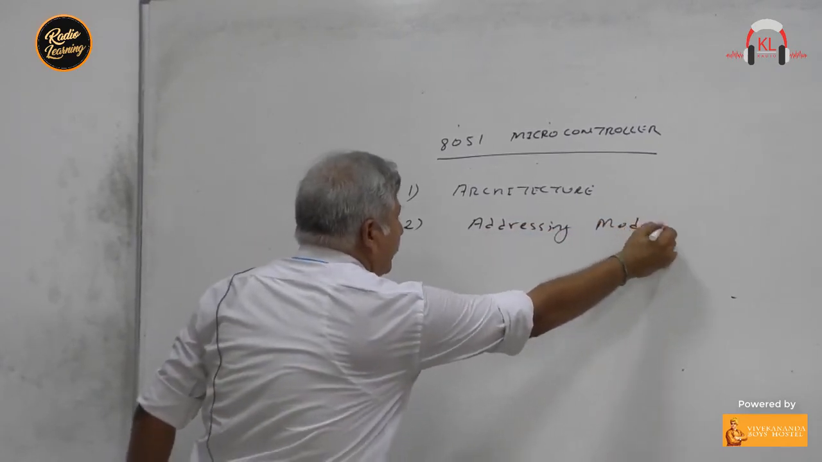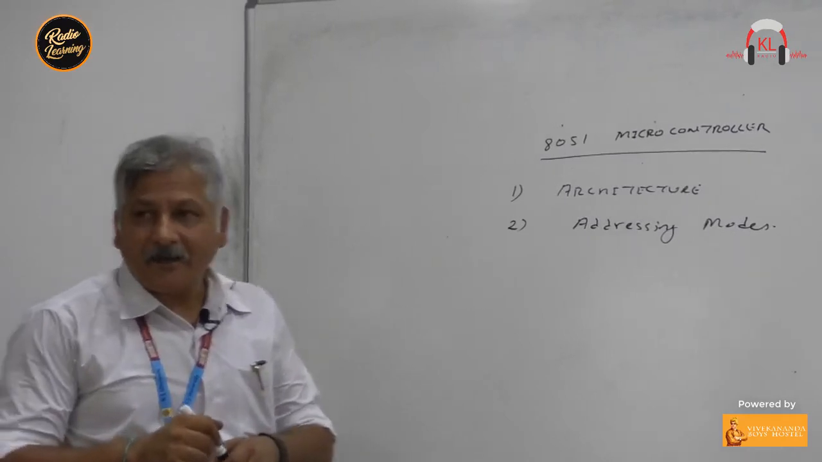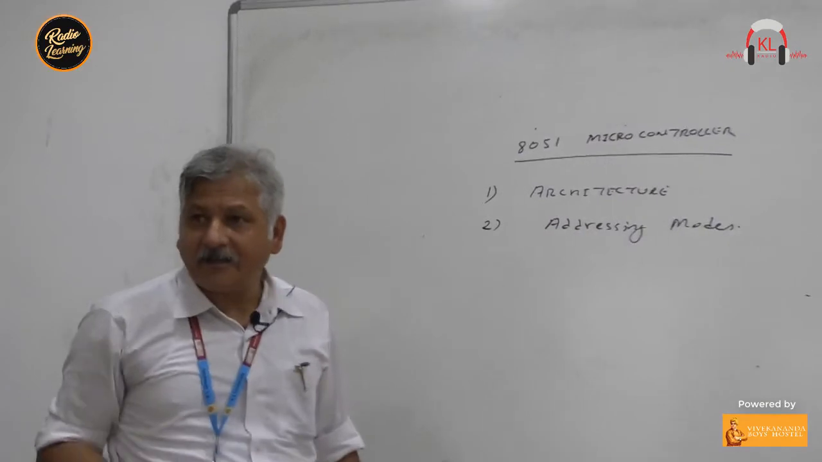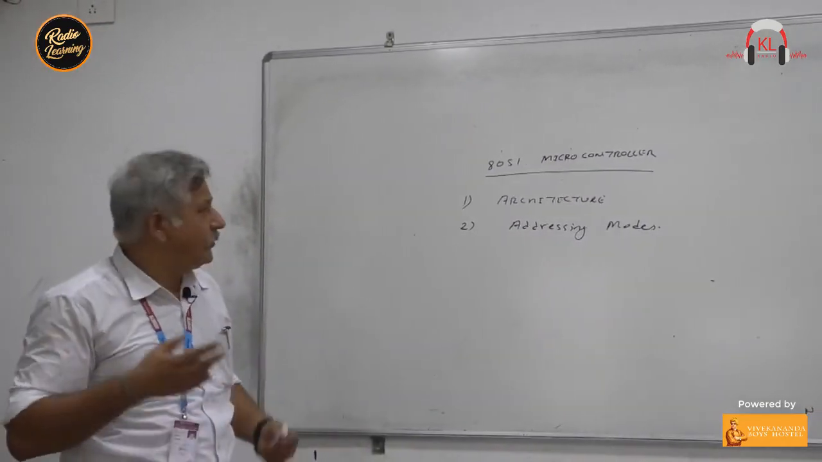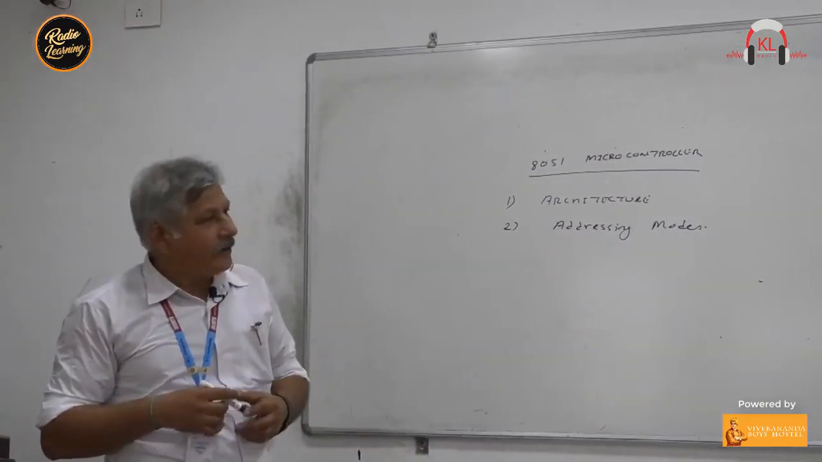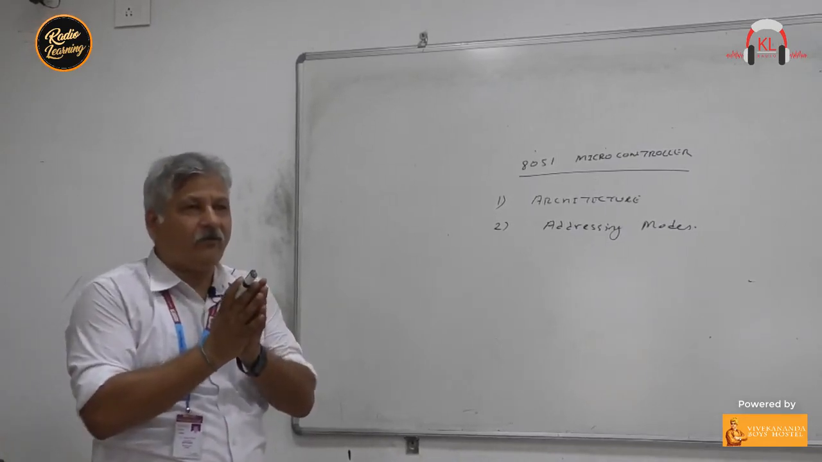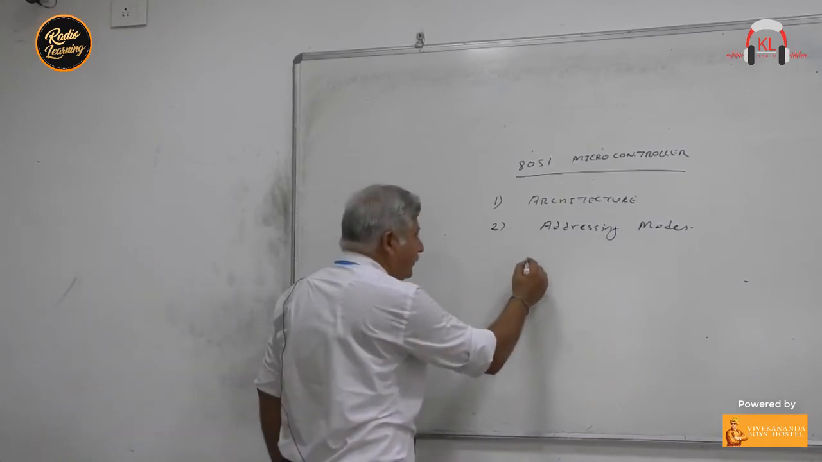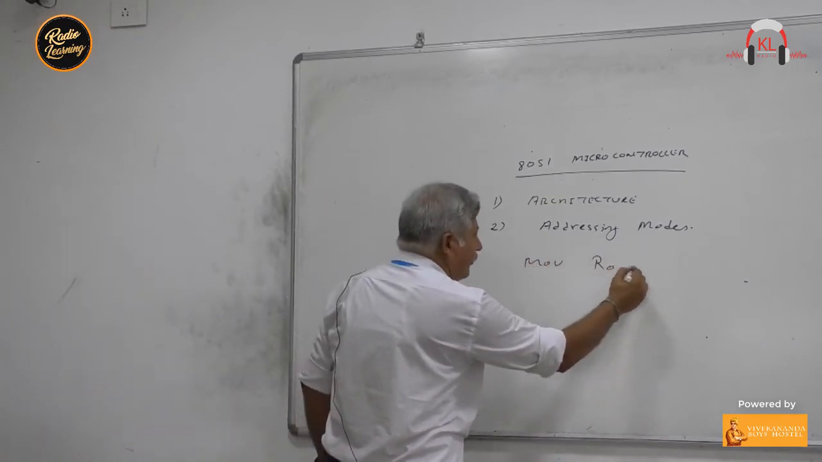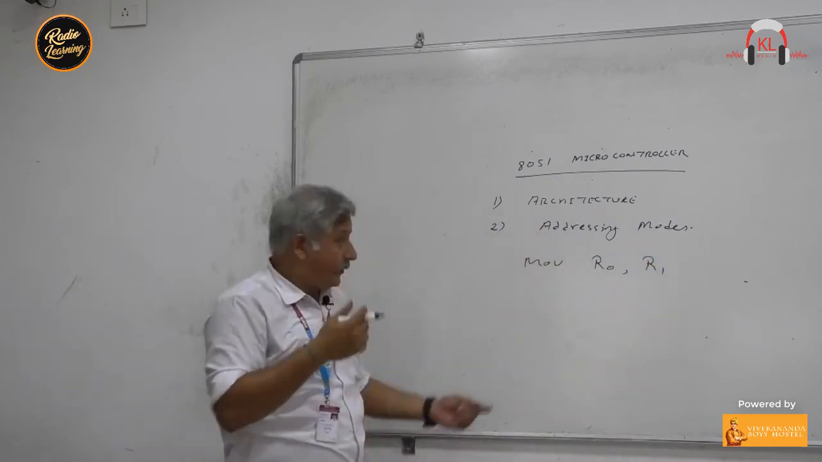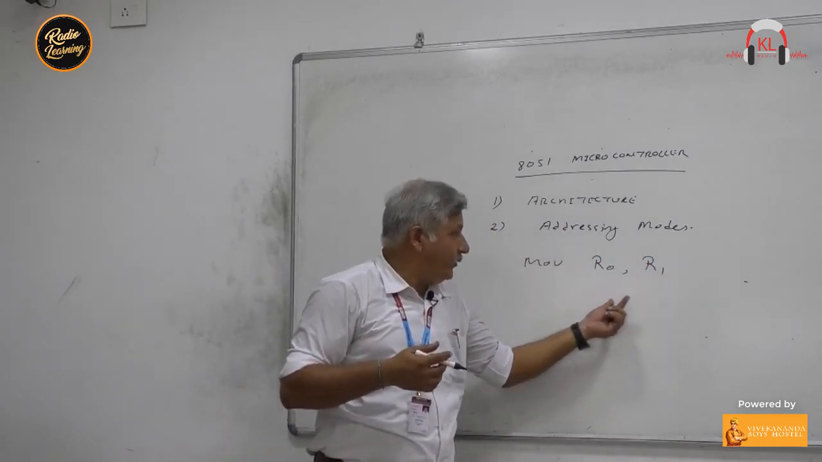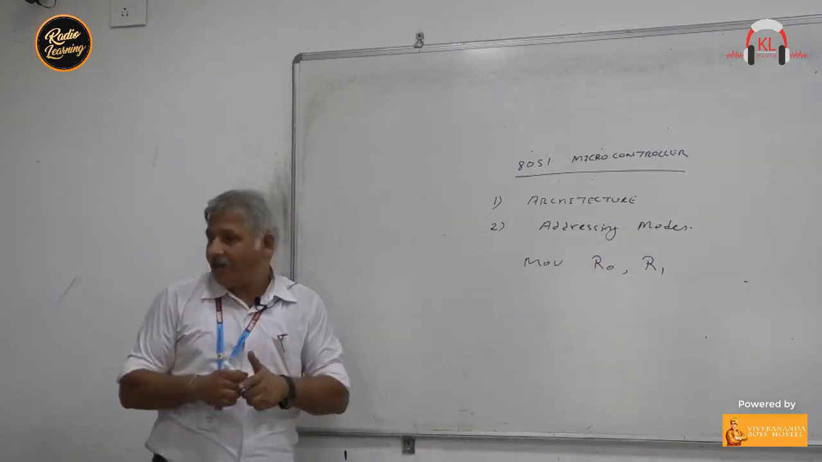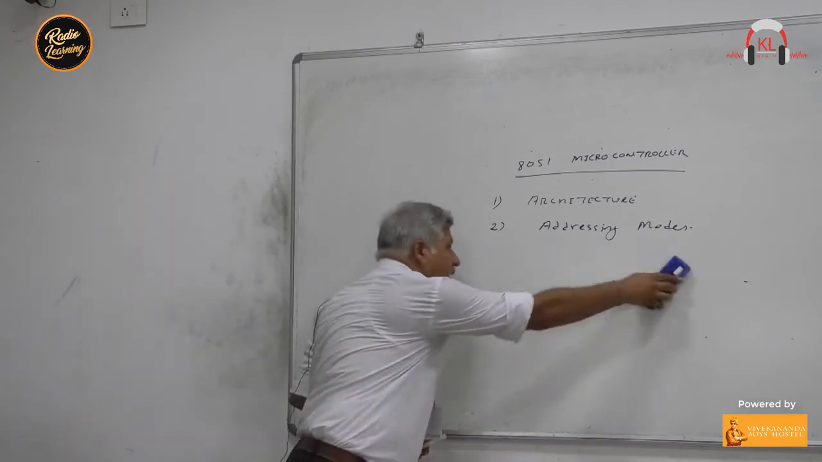Then you should study addressing modes, for example direct addressing mode, register indirect addressing mode, register addressing mode, immediate addressing mode. And you must also have knowledge about which instructions are valid and which are invalid. For example, if I write the instruction MOV R0, R1, you want to move the content of one register into another register R0. Whether the instruction is valid or not, you must have this information.